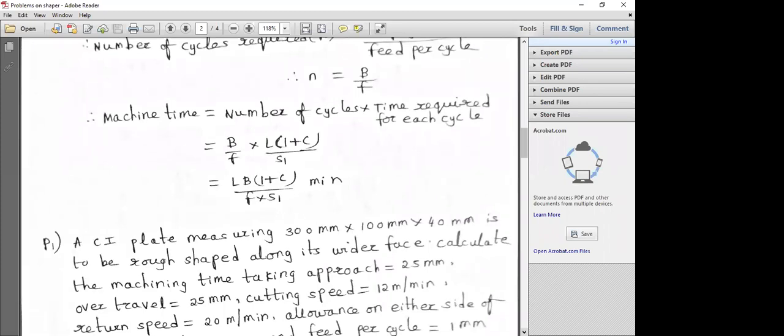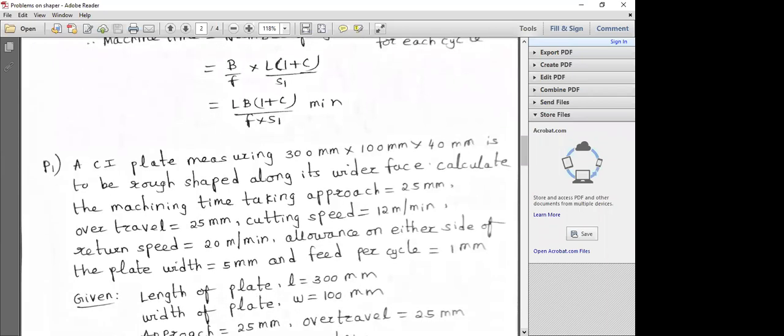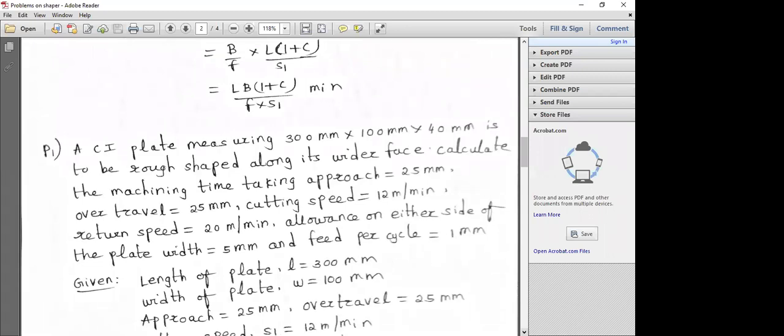So it is to be rough shaped along its wider face. He is asking us to calculate the machining time, taking the approach as 25 mm. Approach is 25 mm, and over travel is 25 mm. You have to take the cutting speed as 12 meters per minute, and the speed in the return stroke is 20 meters per minute.